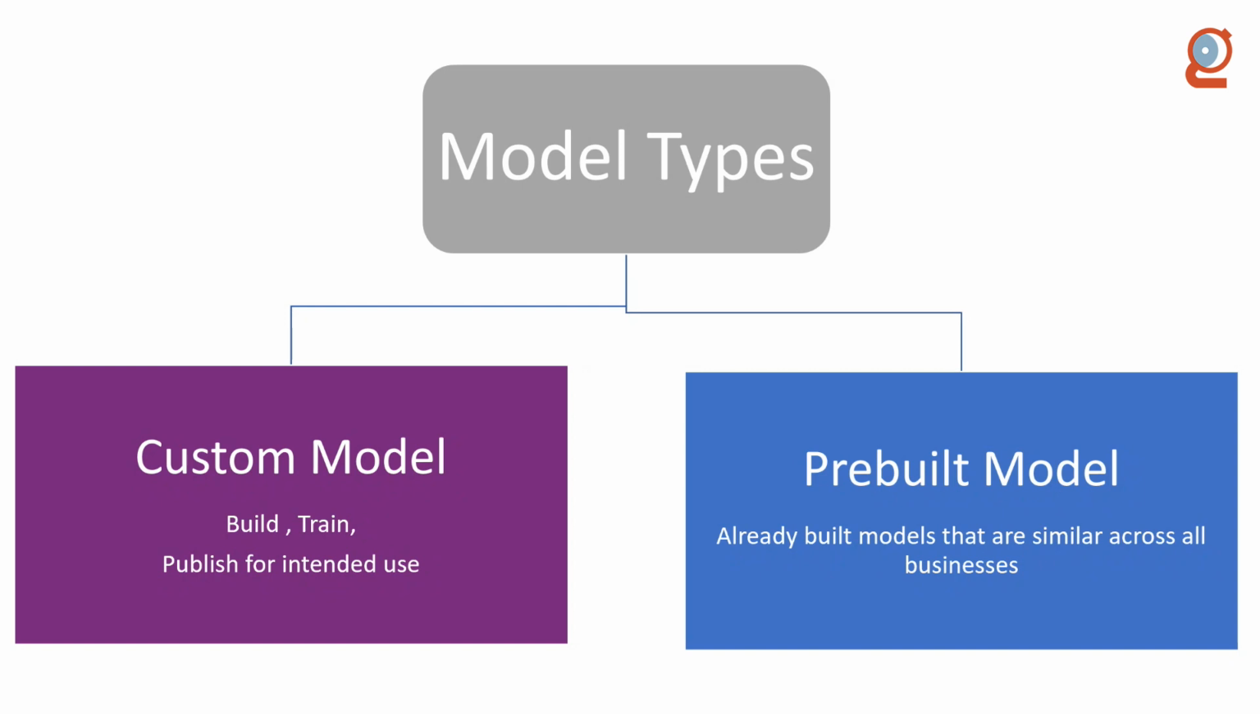And also we have the pre-built model. These are already built models that are similar across businesses. So you're wondering, I don't have the knowledge, but I want an AI model that can process languages for me within my company. Then definitely you can get a pre-built model that has already been trained. So what you just need is to connect it to your application or your business.